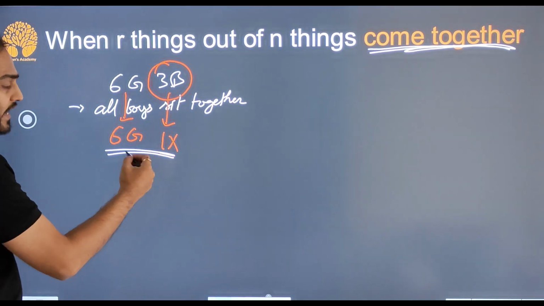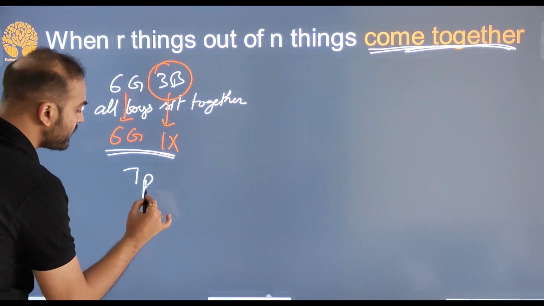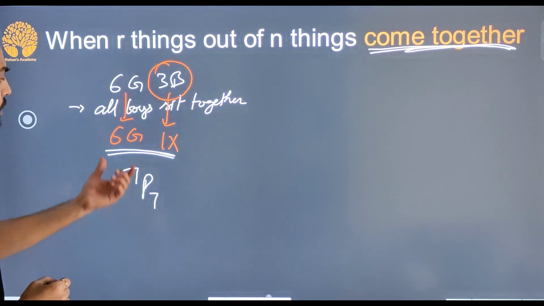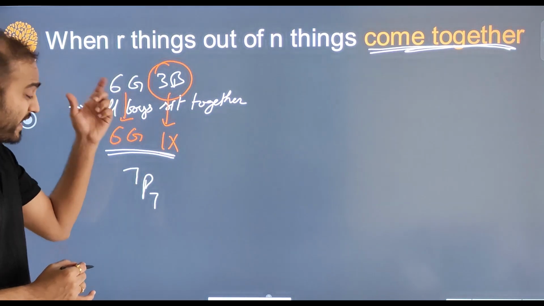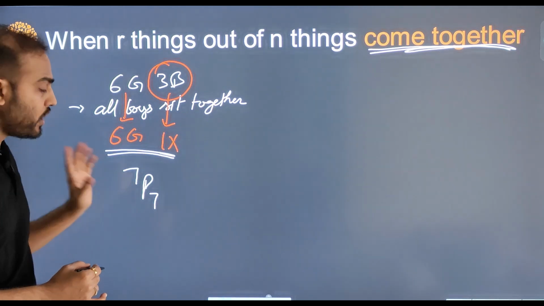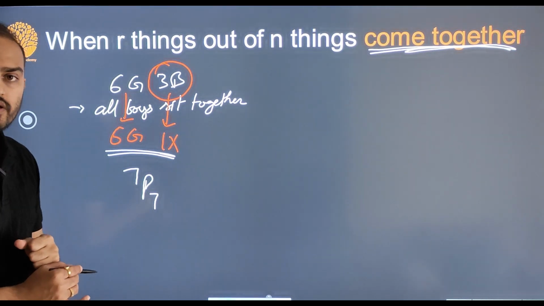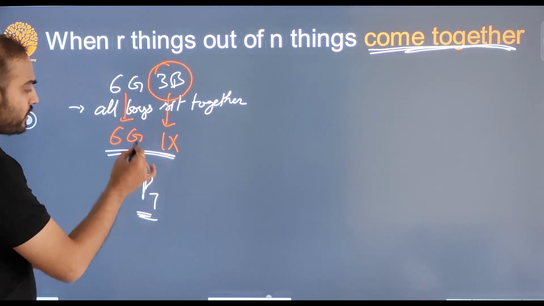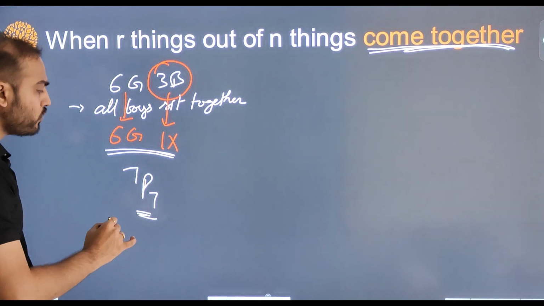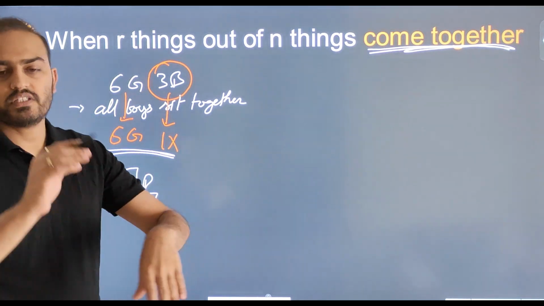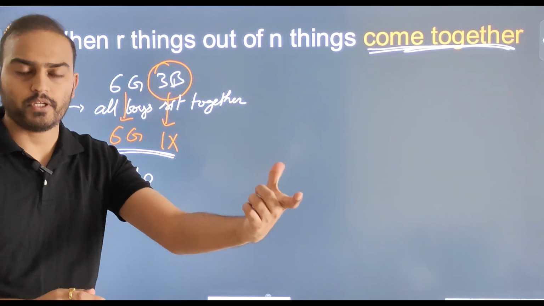Okay, so now that I have 7 things, how many ways can I arrange them? 7p7, because I have 7 options and everybody has to sit. So I have to pick all 7 of them. So that becomes 7p7, right? This 7p7 is because of these. Now that I have decided, okay, girl will sit here, here, here, here, and X will come here.